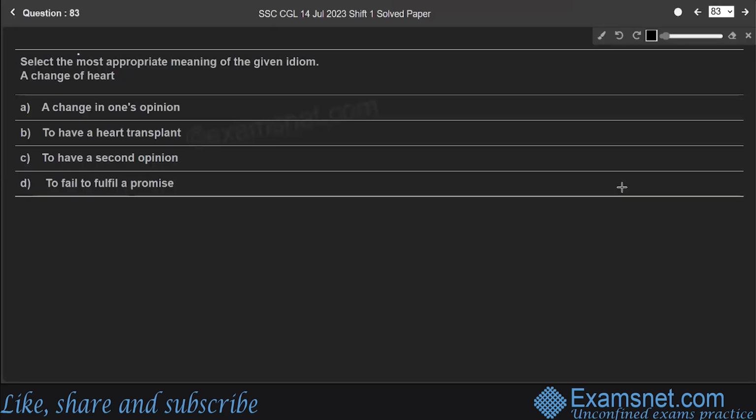Question 83. Select the most appropriate meaning of the given idiom. A change of heart. Change of heart means a change in one's opinion, right? Option A is the right answer. So, a change in your opinion or the way you feel about something. For example, she was going to sell her house but had a change of heart at the last minute, right? Therefore, change of heart means a change in one's opinion. Option A is the right answer.